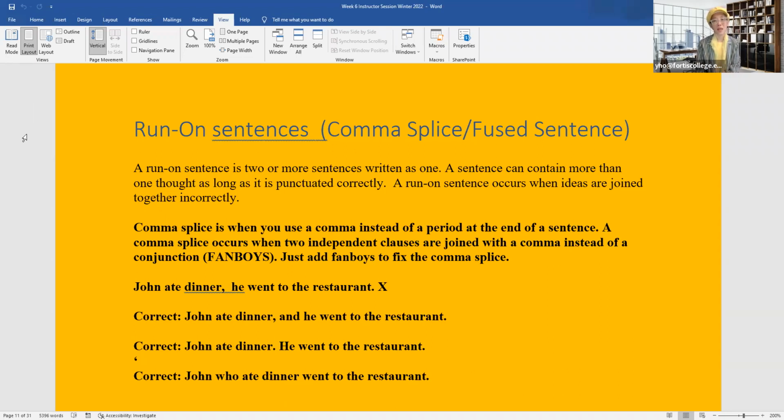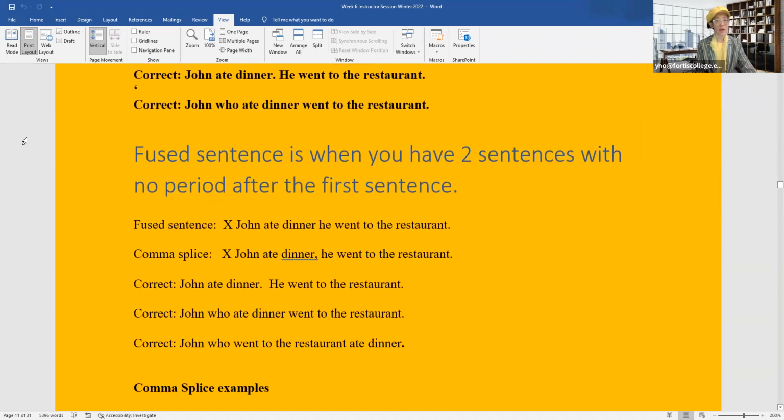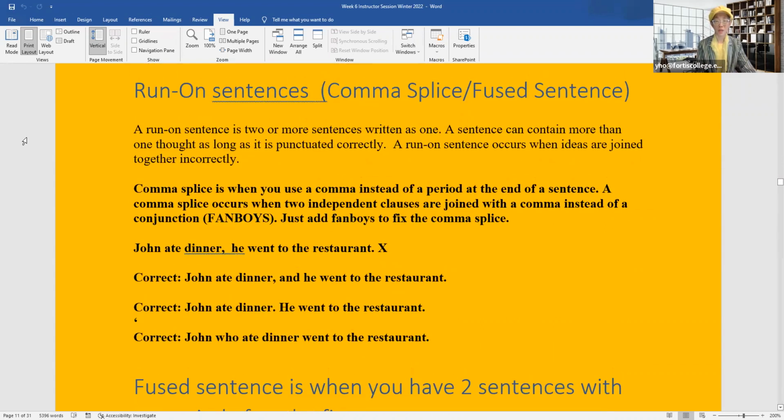Comma splice, that's when you put in an unnecessary comma where you're supposed to put a period or a conjunction. And then you have a fused sentence, also when you have no period after the sentence. So basically, when you don't properly punctuate between your sentences and you don't put periods between your sentences, you end up with a run-on sentence.